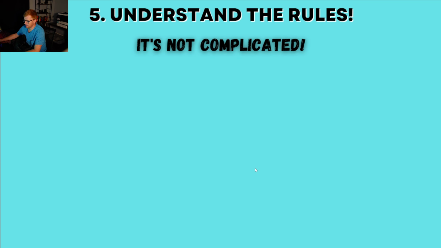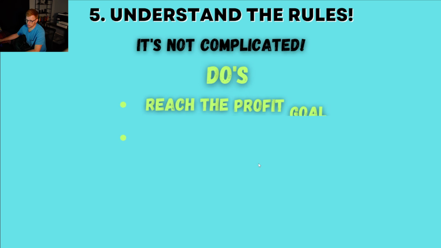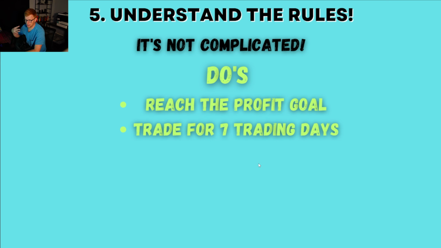Then the next thing, before you start trading, make sure you understand the rules. This is very important and sometimes overlooked, and then it causes issues down the road if you start trading not understanding what those rules are. So first, it is not complicated. That's one reason I like Apex, their rules are not that complicated. There's not multiple steps you need to do. There's not a bunch of different rules that you need to follow.